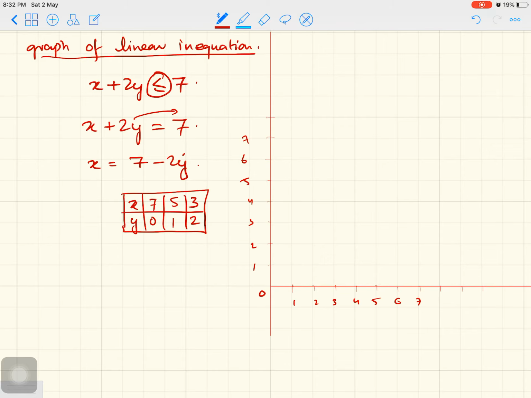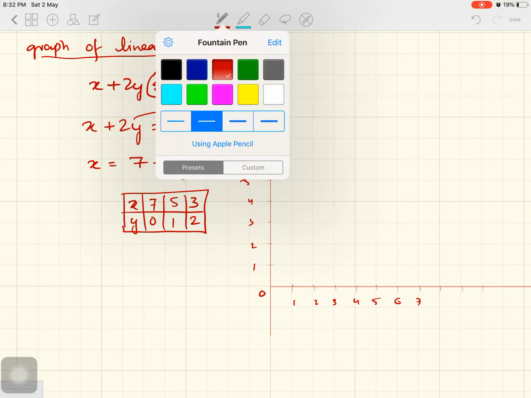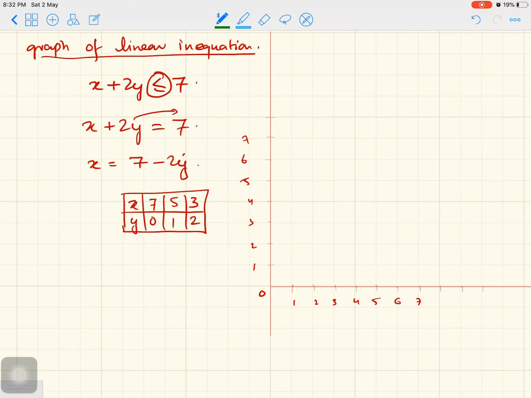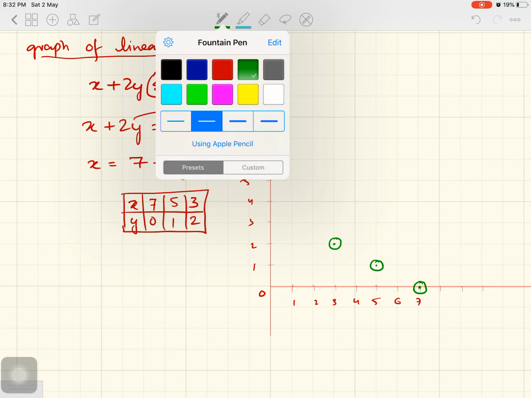Now let's start plotting it. Let me plot it in green. So 7, 0 would be here. 5, 1 would be here. And then 3, 2 would be somewhere here. So if you can see, I have circled the 3 points. Can you see these 3 points? Okay, all in green. So let us draw a line.